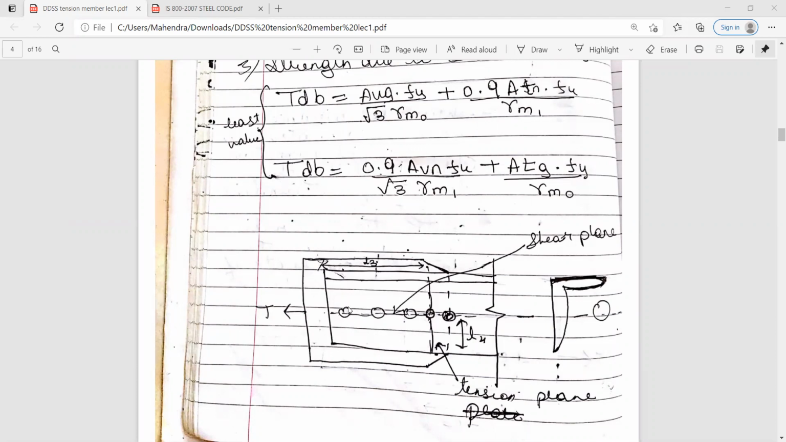If they ask you to count the number of bolts coming in the shear plane, there are 3 bolts in the shear plane. In the tension plane, 2 bolts are coming; these last 2 bolts are in the tension plane. This is the cross section of your gusset plate. From here to here is your tension plane, and this one is the total shear plane. Understood? Yes, ma'am. Yes, done up till here.